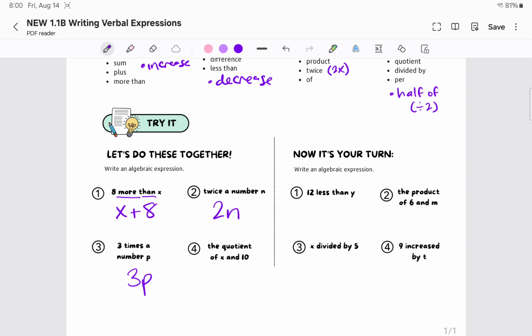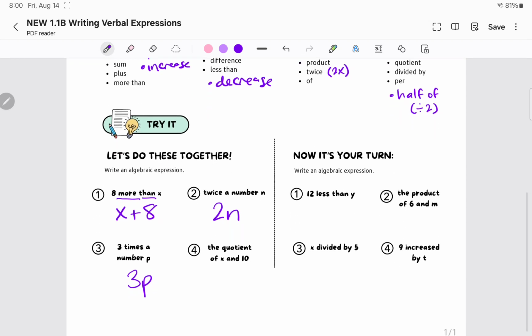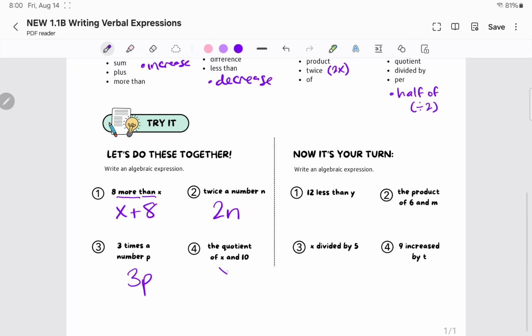And then number 4, the quotient of x and 10. What does quotient mean? I'm going to look up at my notes. Oh, it means divide. So I'm going to write it as x divided by 10. So now go ahead and pause the video. I want you to try these 4 on your own.